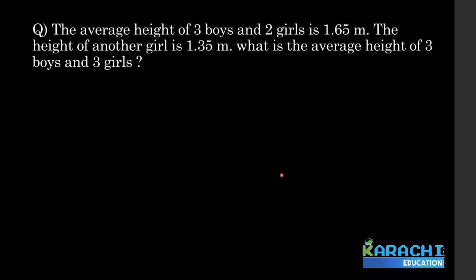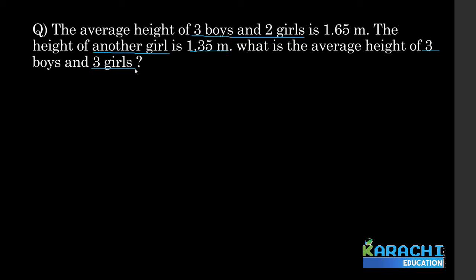The average height of 3 boys and 2 girls is 1.65 m. 3 boys and 2 girls are going to be 5 children. The height of another girl is going to be 1.35 m. Okay, another girl, they have added another girl, and her height exclusively is 1.35 m. So what is the average height of 3 boys and 3 girls? The question is, the average height for 3 boys and 3 girls means 6 children.